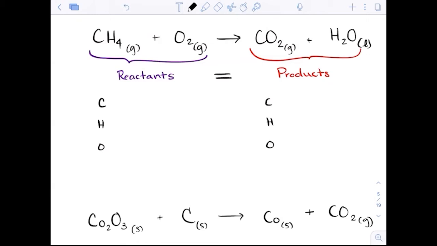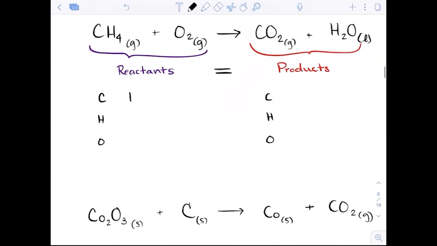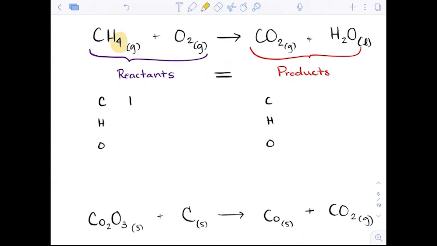sides. So instead of using the atomic masses or the molar masses, what we're going to just do is a simple counting of atoms. Now, I look at carbon and I say, well, I have 1. So I'm going to write 1 right there. I look at hydrogens, I have 4. And finally, I'll look at oxygen, I have 2. There's my count of atoms on the reactant side.